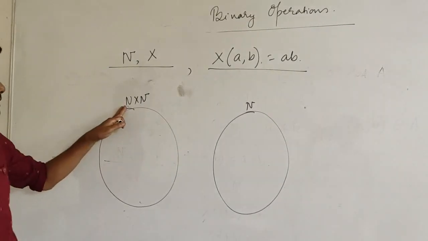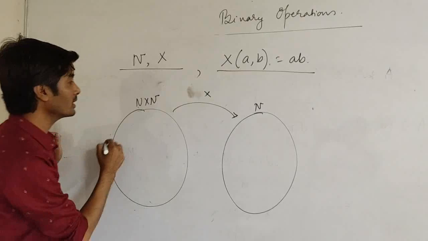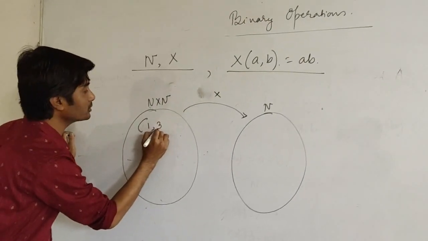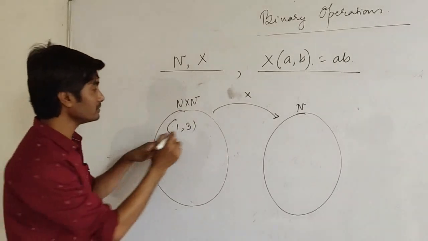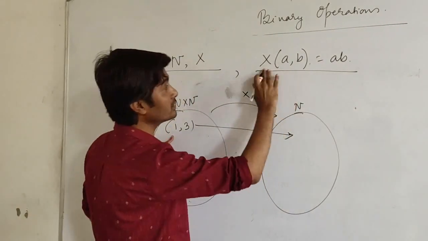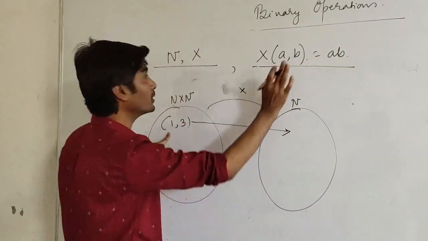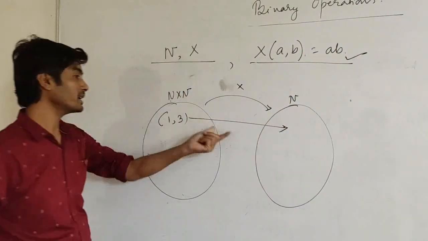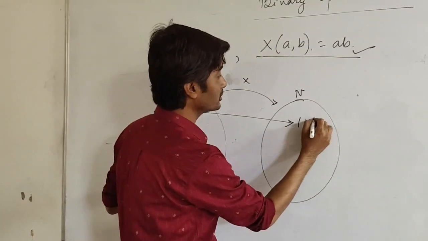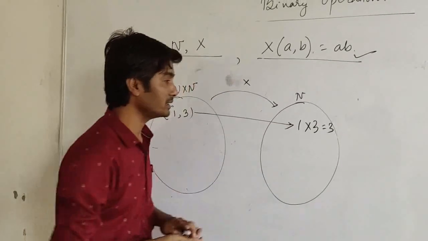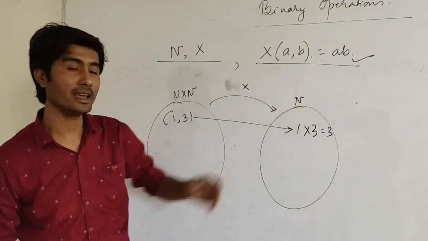Now, from this N cross N, the function is into. Let us take, suppose, (1, 3). I want to take (1, 3) from the set N cross N. Following the definition, into(a, b) is nothing but a × b. So following this definition, what should be the image of the pair (1, 3)? This will have image 1 × 3, which is equal to 3, and we see that 3 belongs to the codomain N, right? 3 is again in N.